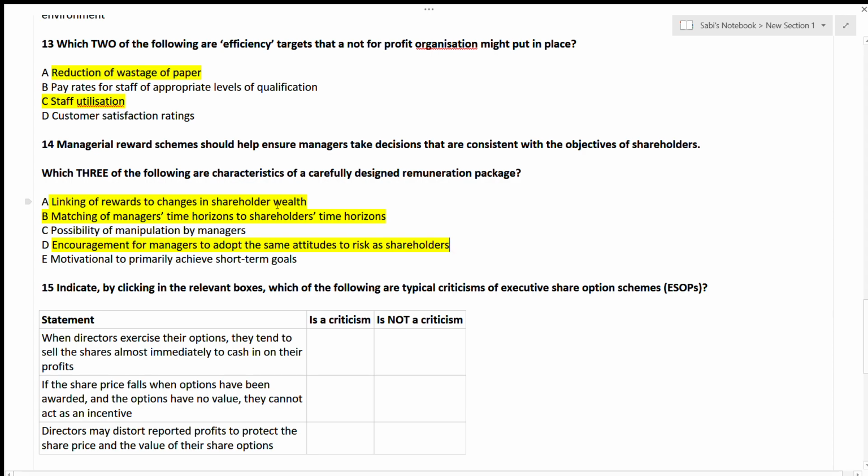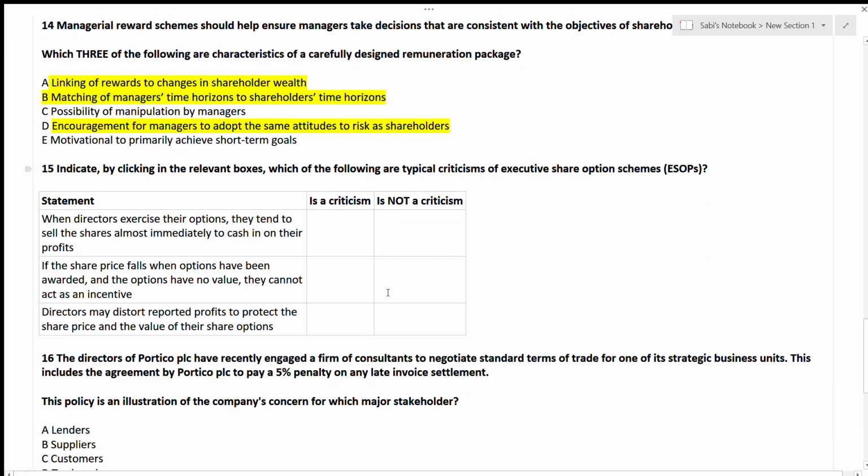Let's read 15. You have to say, is it a criticism or not? Okay, so indicate by clicking the relevant words which of the following are typical criticisms of executive share option schemes. When directors exercise their options, they tend to sell shares almost immediately to cash in on their profits. Yes, it is a criticism.